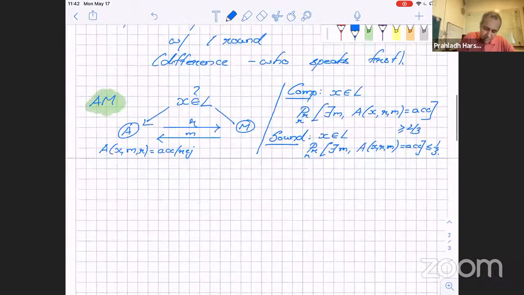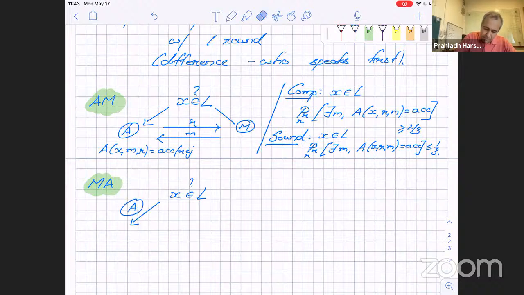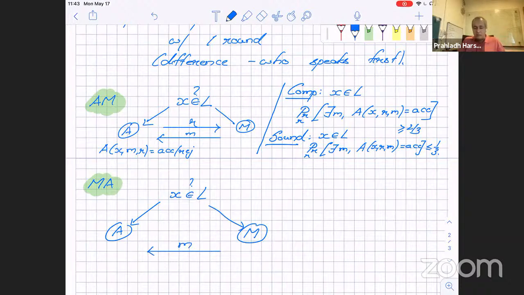And MA is a slight modification of this in which Merlin speaks first. So it goes like this. It's almost the same thing. X belongs to L. Arthur and Merlin both have this, and here it starts off with Merlin speaking. He sends M across. Now Arthur can toss the random points. He can give it to Merlin, but there's no point of giving it to Merlin. He just tosses some random points and then decides to accept or reject based on that.